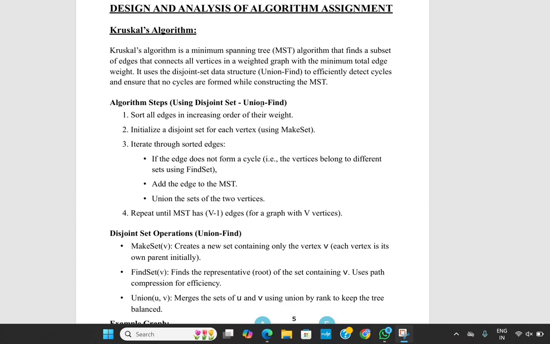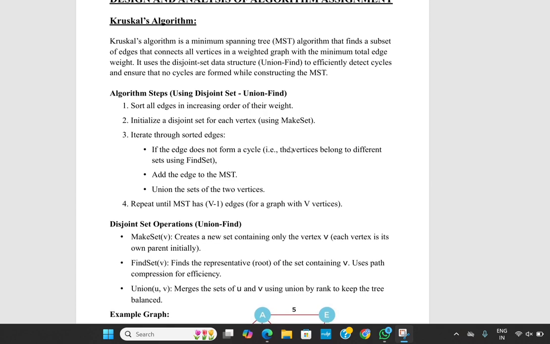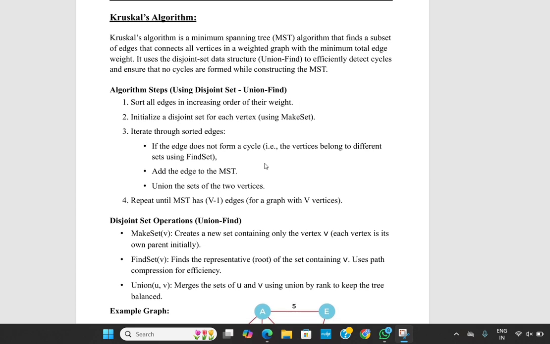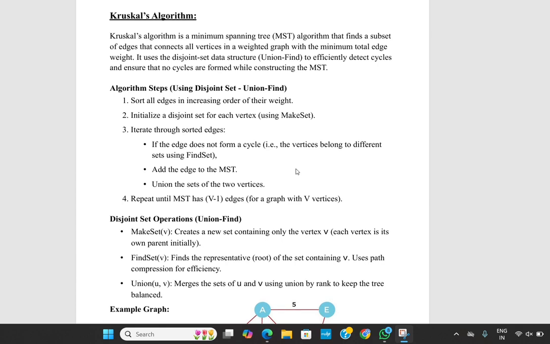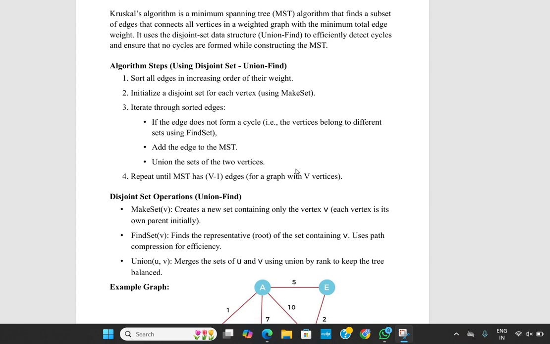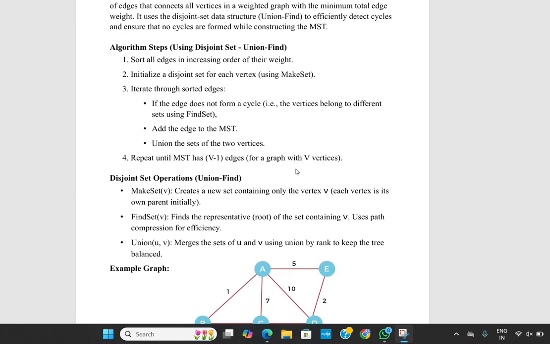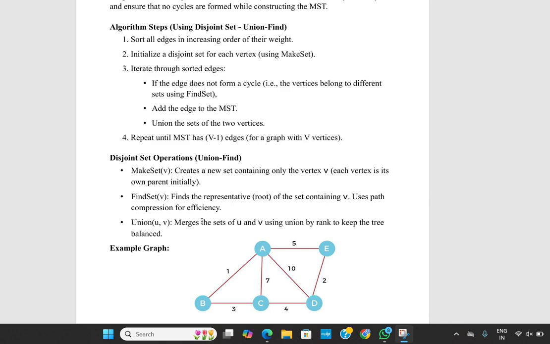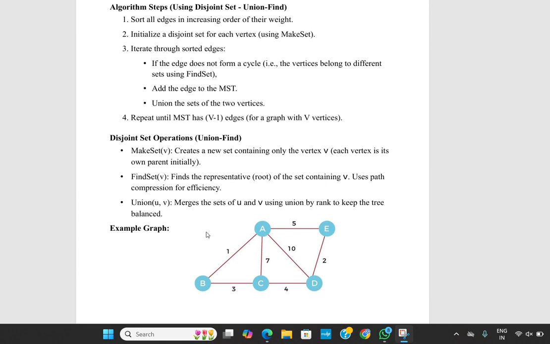Minimum spanning tree (MST). Kruskal's algorithm helps to find the minimum spanning tree, a way to connect all nodes (vertices) in a graph with the smallest total edge weight while avoiding cycles. It works like this: sort all edges by increasing weight. Use union-find to check if adding an edge forms a cycle. Add edges one by one until all vertices are connected.